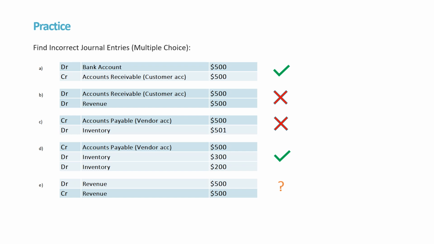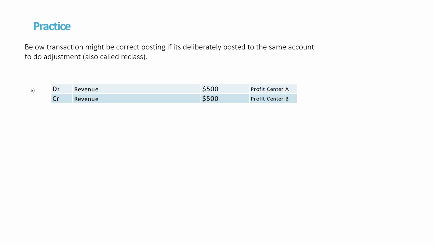Here debit and credit lines balance, but the account is repeating. Can we consider it a correct journal? Well, the answer is: it depends. This transaction might be considered a correct posting if it was intentionally done to the same account for adjustment purposes. This type of transaction is called a reclass in accounting.